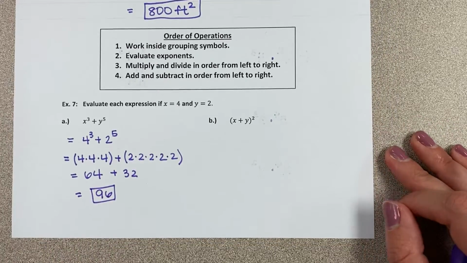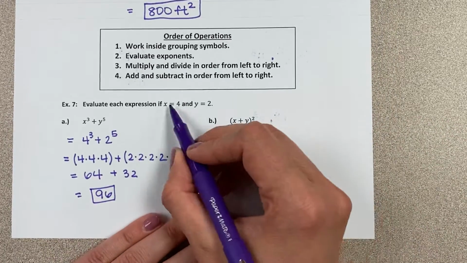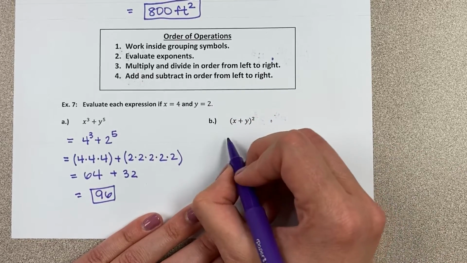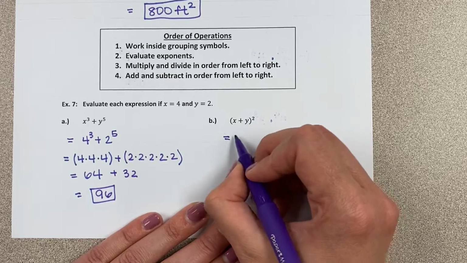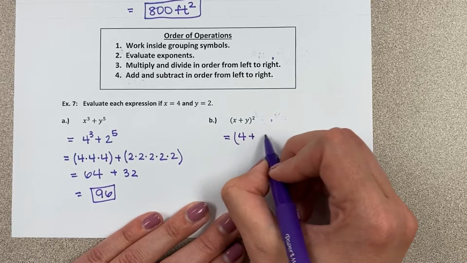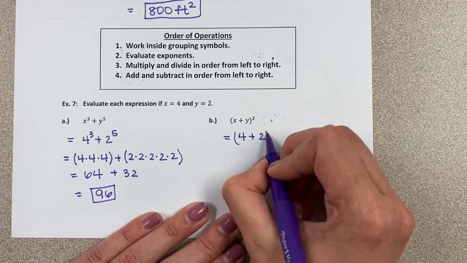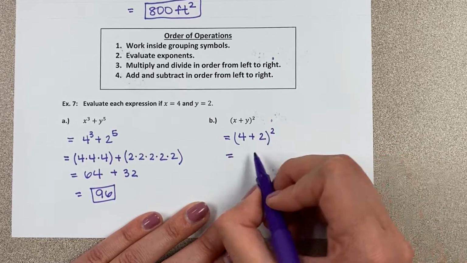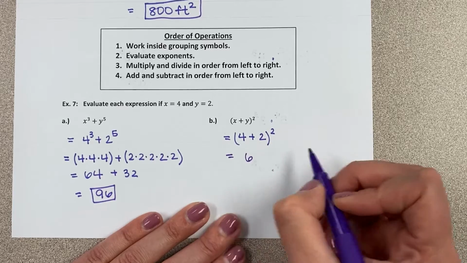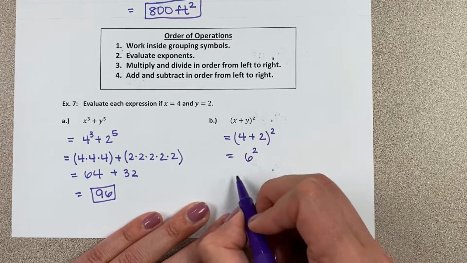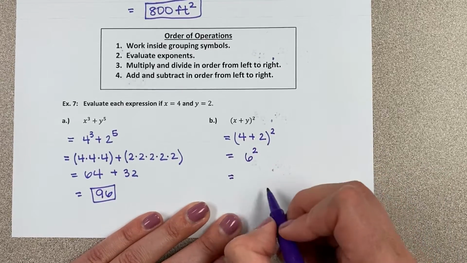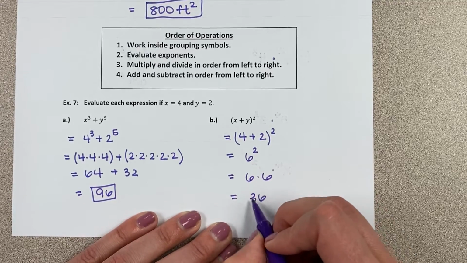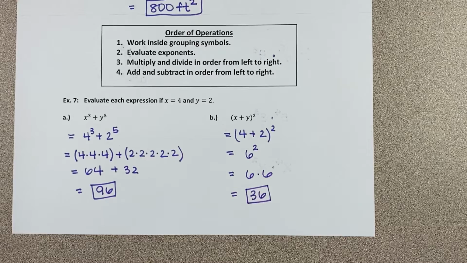All right, last example. Same thing, I'm going to simplify, but first I need to put 4 and 2 in for x and y. So we have 4 for x, 2 for y. Simplify what's in parentheses, so 4 plus 2 is 6. I'm going to square that. 6 squared is just 6 times 6, and that equals 36.